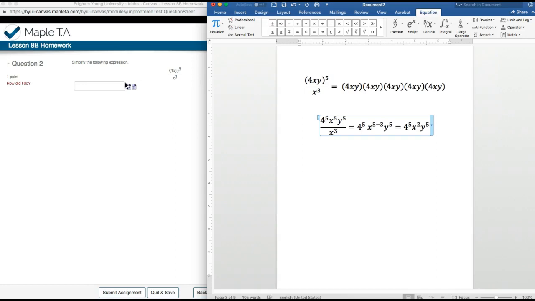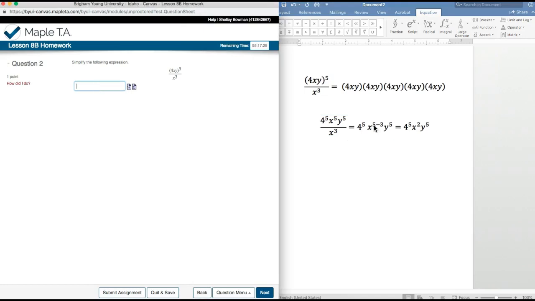I hope that it's not asking us to go ahead and do 4 to the 5th. I'm kind of thinking that it wants us to keep it 4 to the 5th. We'll see what Maple wants. 4 being raised to the 5th power times x being raised to the 2nd times y being raised to the 5th power, and we'll cross our fingers. Sometimes Maple's kind of tricky. We'll see if it likes it. Yep, it was okay. So let's move on to the next question.